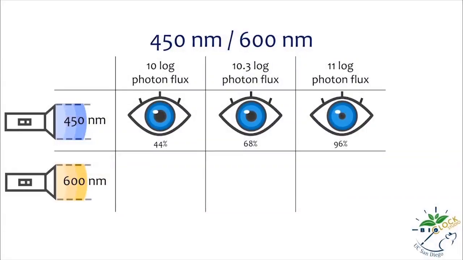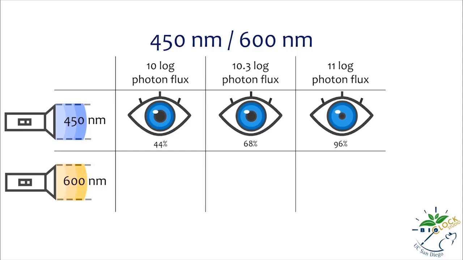If we want to test the effects of a different wavelength at the same variety of intensities, we can repeat the same process as before. For example, we could test the response to a 600 nanometer light pulse, which is visually perceived as orange light, at an intensity of 10.3 log photon flux.